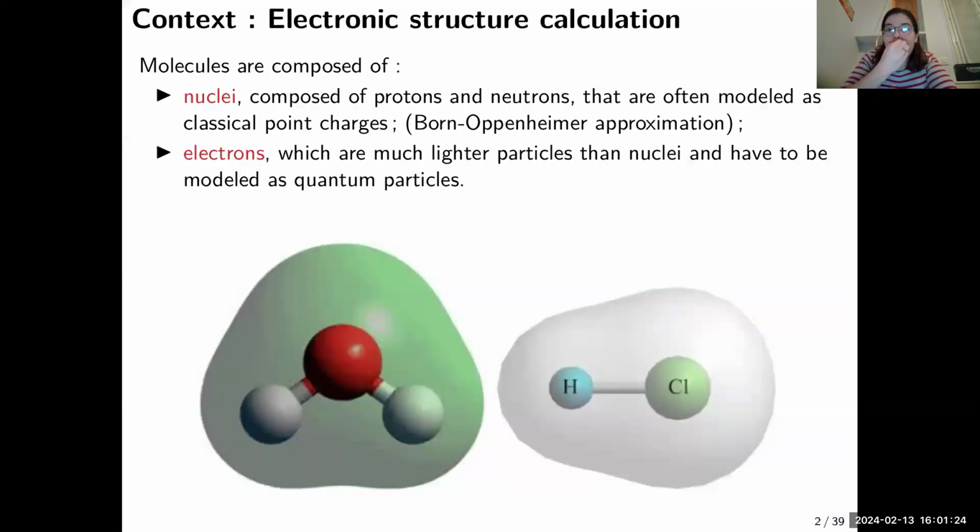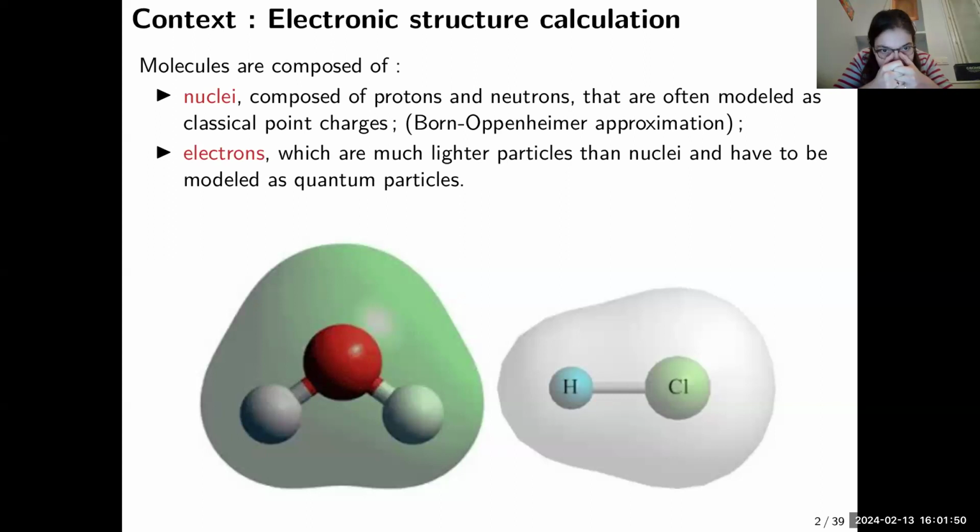So first of all, I would like to say a few words about the context and the motivation of our work. Here, what we want to do is accelerate some electronic structure calculations, the aim of which is to compute the state of electrons within a molecule. So let me first give you a brief recap of what the different objects of interest are here.